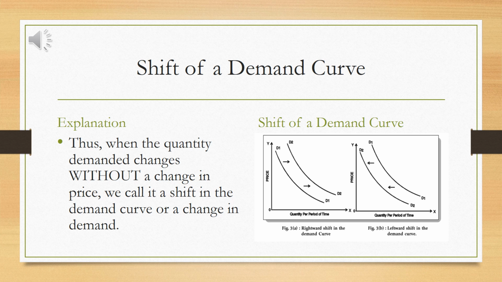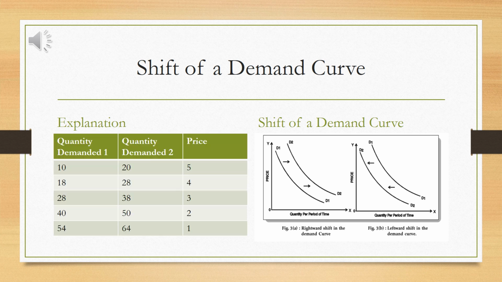The first graph I cite shows an outward shift from D1 to D2. That means demand increased and the demand curve shifted to the right. The second graph shows an inward shift from D1 to D2. That means demand decreased and the demand curve shifted to the left.